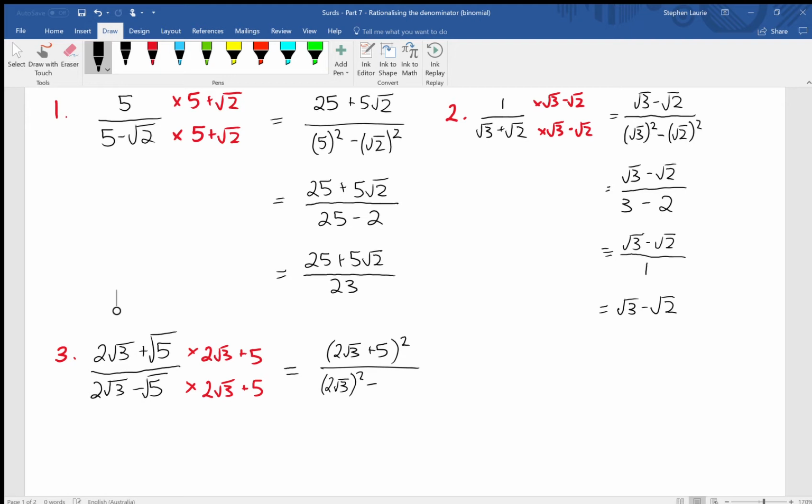Square root of 5. Alright, so let's just go and fix that up. My bad. Square root of 5. Okay. So where were we? Sorry. Okay, so this 2 root 3 all squared minus root 5 all squared. Okay, that's better.